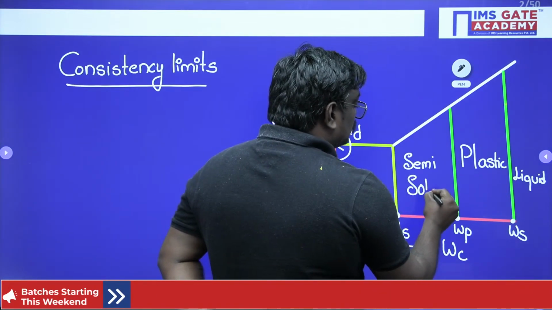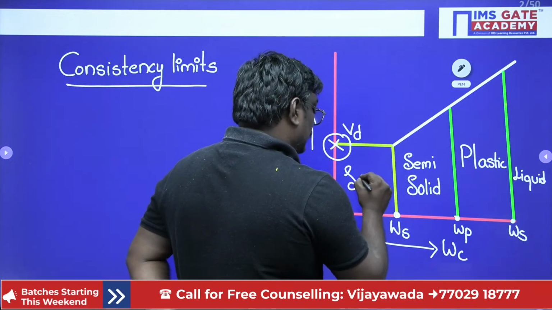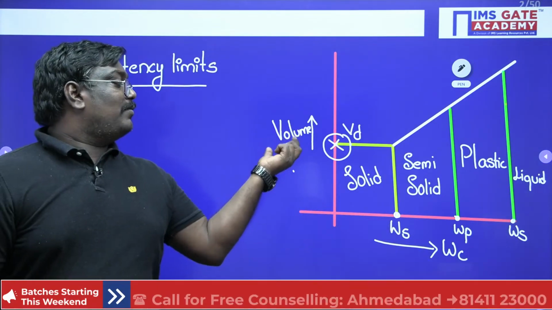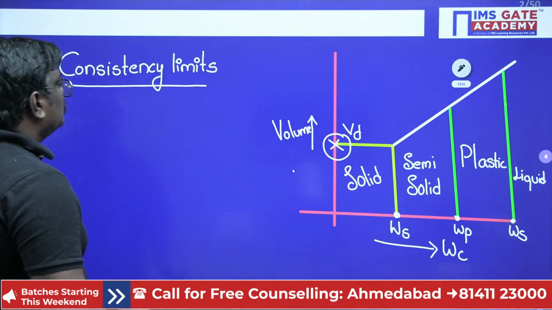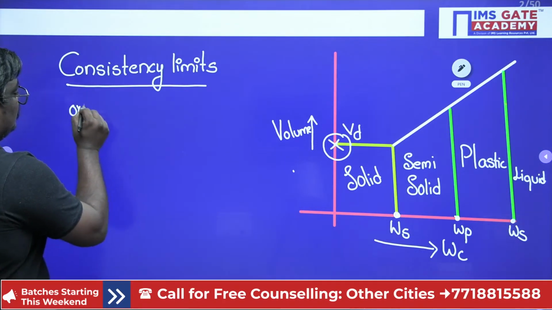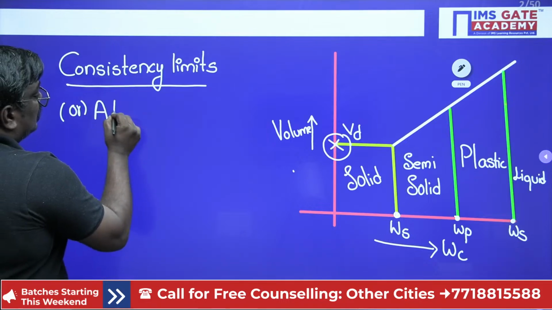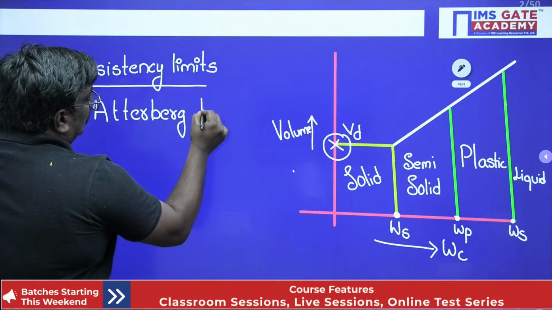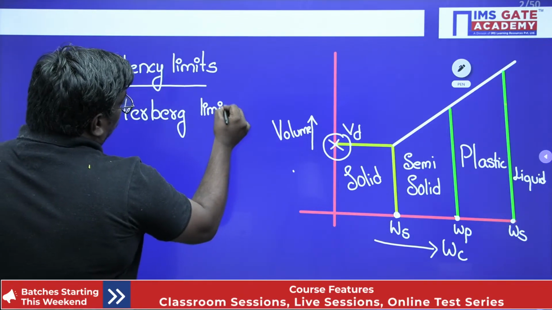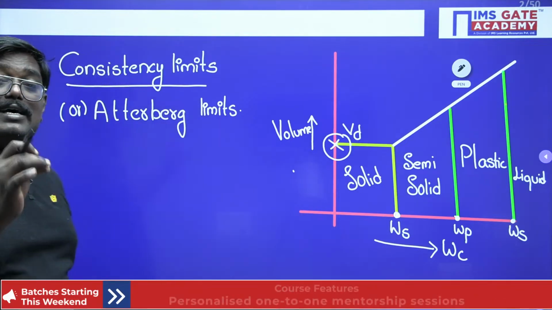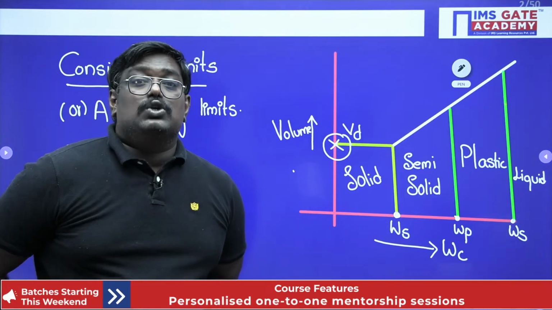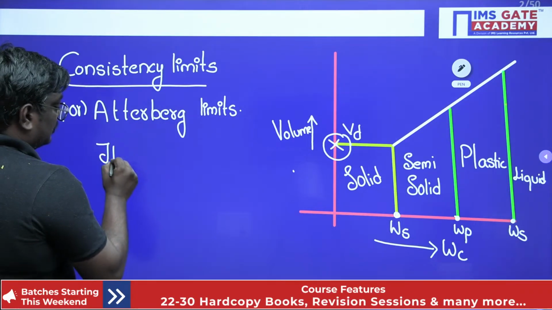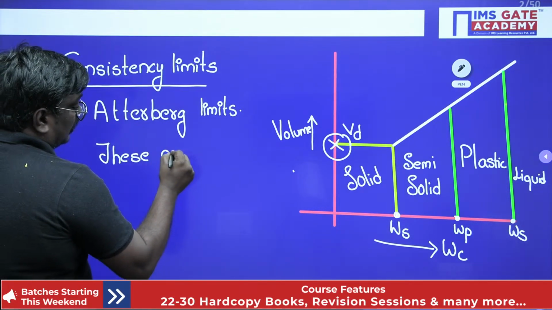Whenever you are talking about the consistency limits, you should be aware of this graph. This graph is drawn between the volume and the water content. Consistency limits are also known as Atterberg limits. Or you can write here, these are the water contents at which soil passes from one state to the other state.